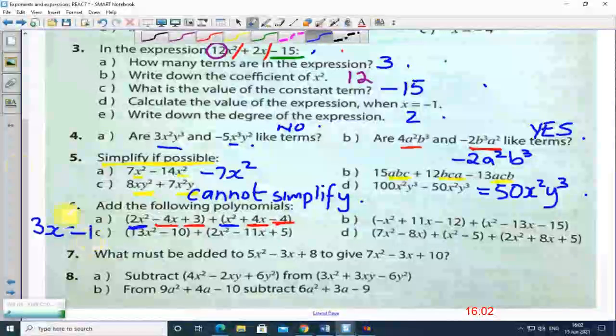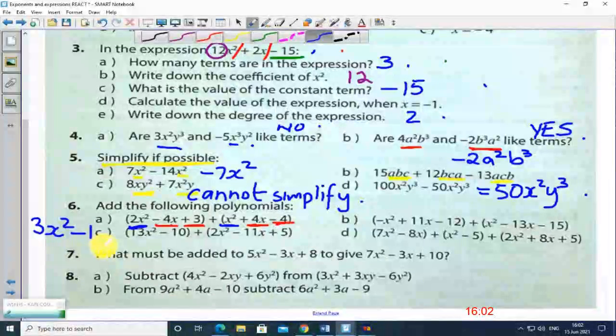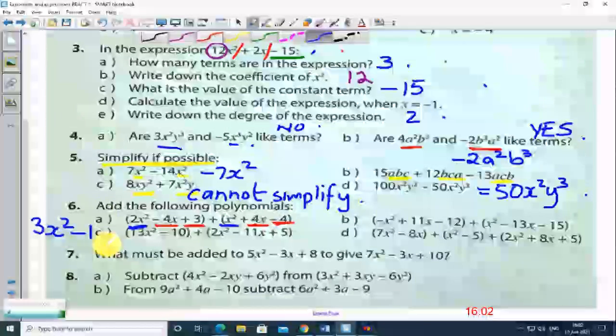So what I've written here is the answer for 6a. But I'm going to carry on now and do a little bit more teaching. Okay, because we want to use our time to the best, the most we can. Alright.